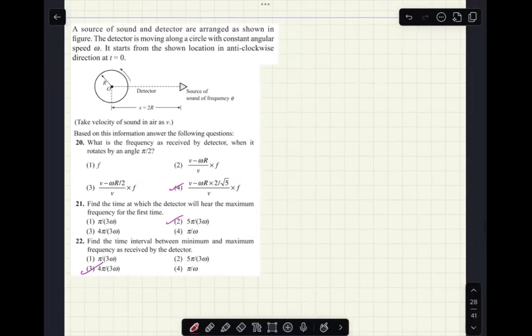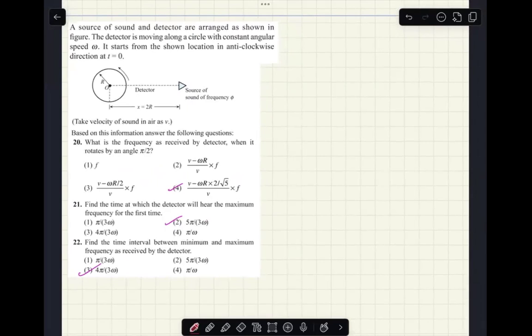Next. Now try to do this question. The source of sound and detector are arranged as shown in the figure. The detector is moving along a circle with constant angular speed omega. It starts from the shown location in anti-clockwise direction at t equal to 0. Source of sound of frequency f0. Right. No issues. What is the frequency as received by the detector when it rotates by an angle pi by 2?